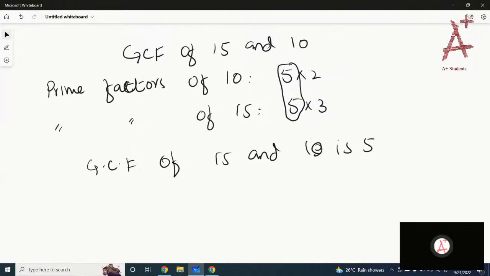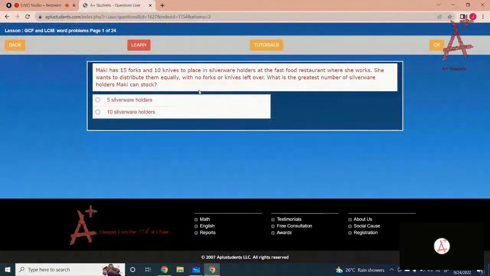Select the correct option and click on the OK button. So you have 5 silverware holders. Got it?